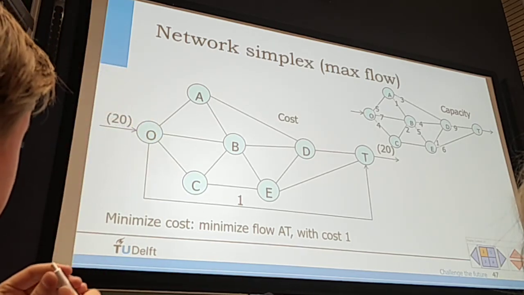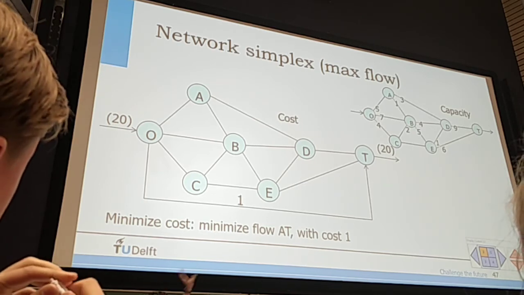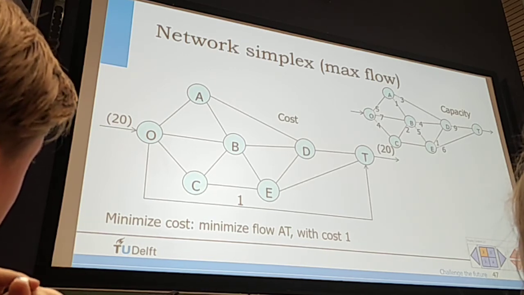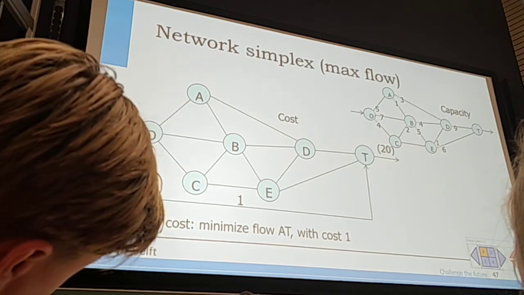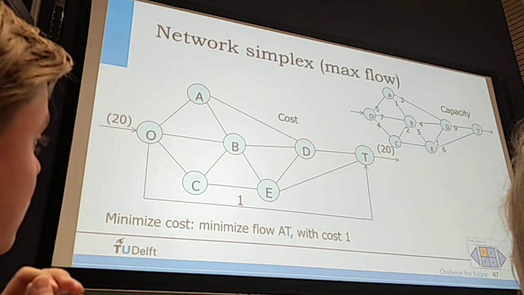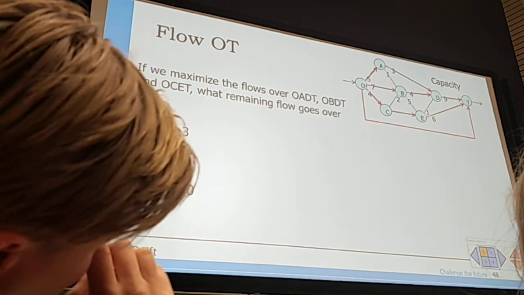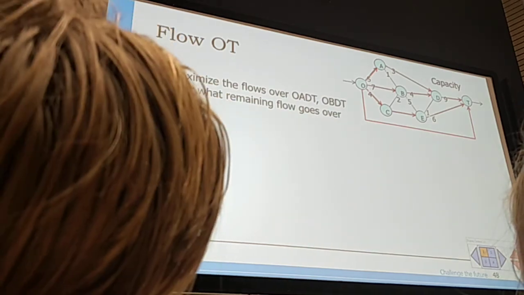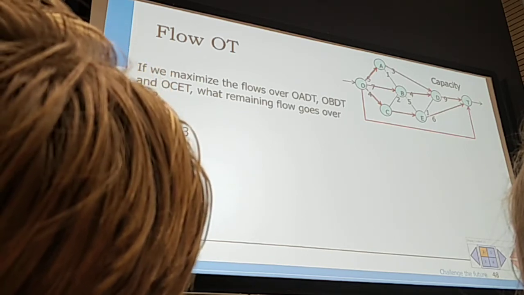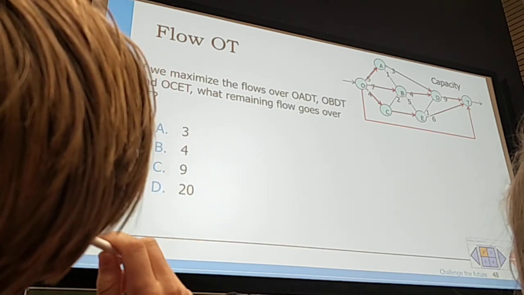Well, we can basically minimize the cost by minimizing that bypass flow. So in this case, all the links have a cost value of 0, except for the flow over OT. So we're trying to minimize the flow over OT and trying to put as much flow as possible over the entire network. And so, if we maximize the flows over OA-DT, OB-DT, and OC-ET, that's basically our initial solution. How much flow would we have remaining for OT? So how much do we still have to put over bypass flow?